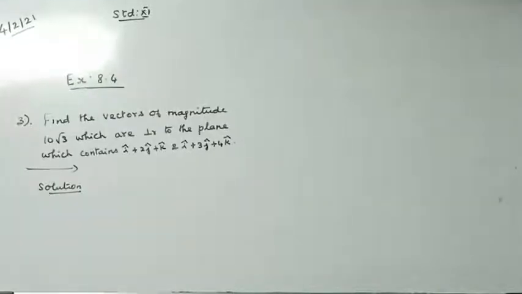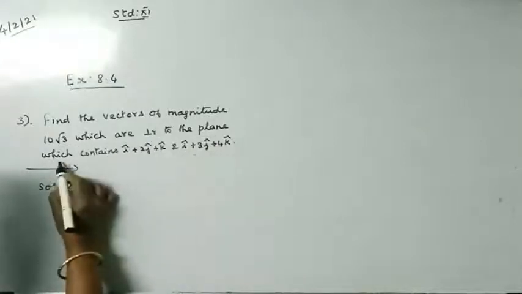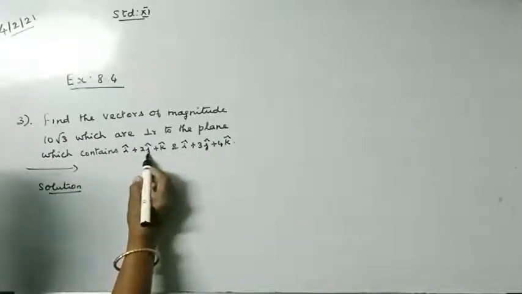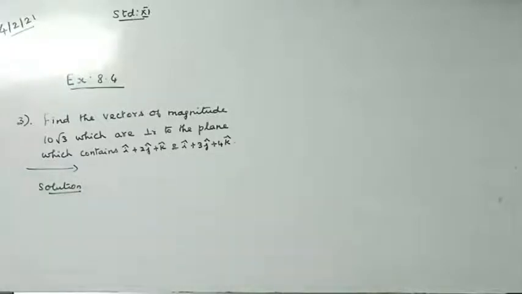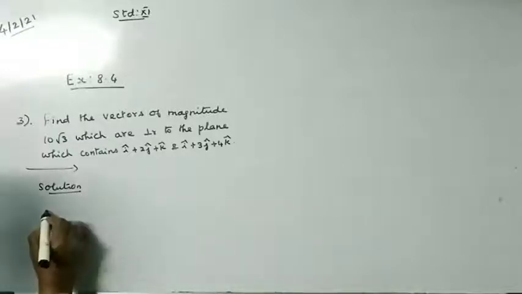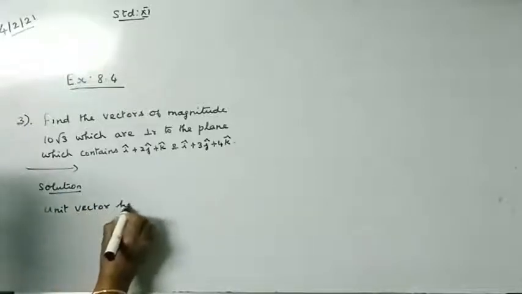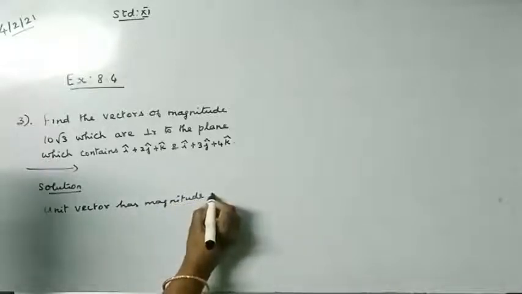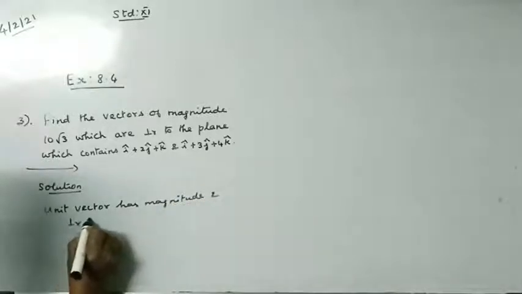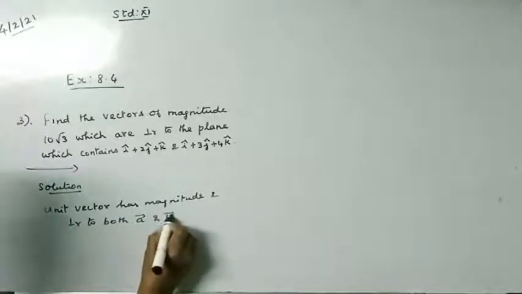Now third question: find the vectors of magnitude 10 root 3 which are perpendicular to the plane which contains i cap plus 2j cap plus k cap and i cap plus 3j cap plus 4k cap. Now let us write down the formula at first. What is the formula? A unit vector has magnitude and perpendicular to both A vector and B vector.